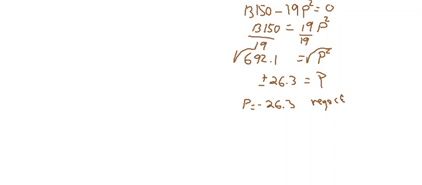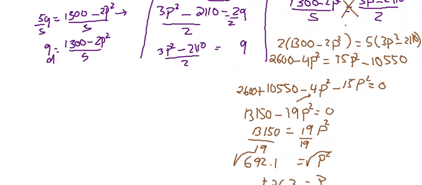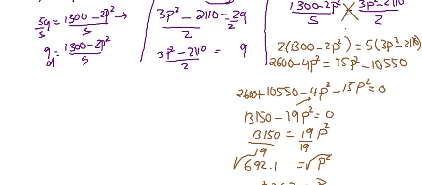Okay, it will be reject. So the answer here, it will be what? The price is equal to 26.3. So this will be the answer. Now how will we get q? We will substitute in one of the equations to get q. So here I will substitute in this equation.